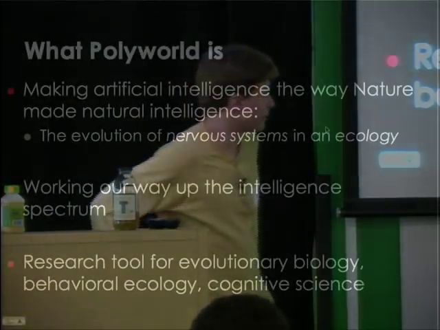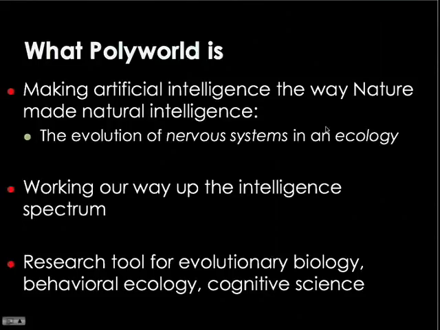And in short, Polyworld is a new software. It's open source. I'll give you the link at the end. And you know, there's kind of the goals. But most recently, people have been using it for doing behavioral ecology experiments and experiments with very simple neural networks. So if you're a scientist, you can use it for that too. So now we know what Polyworld is.